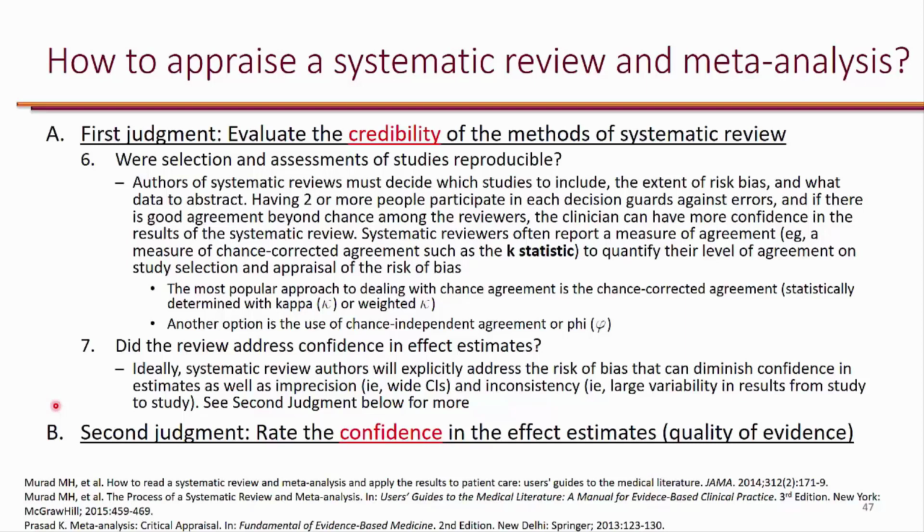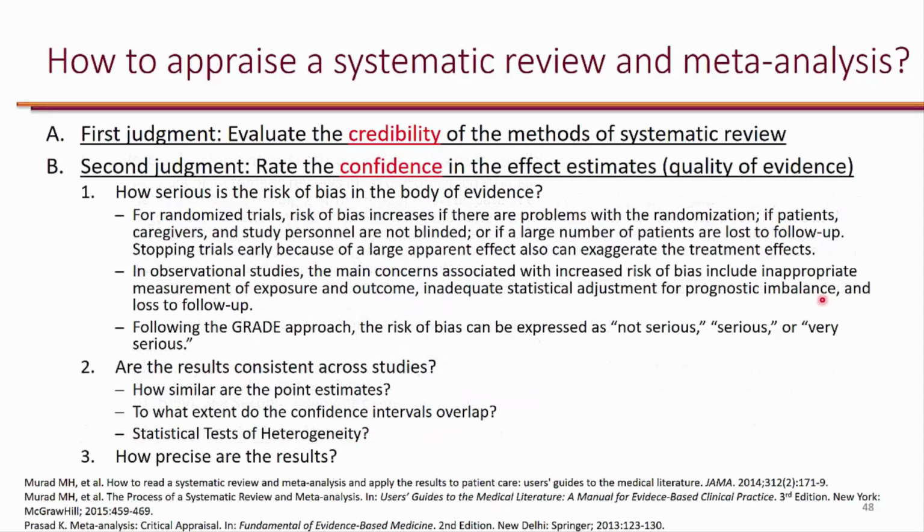Now let's go to rating the confidence. The first question to ask is, how serious is the risk of bias in the body of evidence? For randomized trials, risk of bias increases if there are problems with the randomization, if patients, caregivers, and study personnel are not blinded, for example, or if a large number of patients are lost to follow-up. Stopping trials early because of a large apparent effect also can exaggerate the treatment effects.